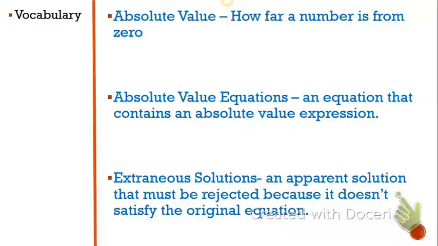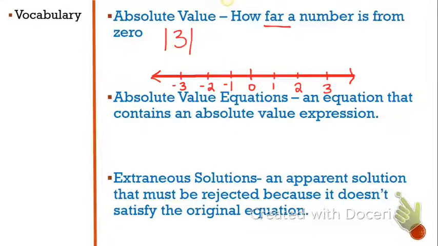Let's go ahead and begin with some vocabulary. So absolute value, this should be a review from junior high. The absolute value of a number is how far a number is from 0. So for example, if we're trying to find the absolute value of 3, we know that the answer is 3 because obviously 3 is 3 units away from 0, right? So now if we were trying to find the absolute value of -3, well, -3 is also 3 units away from 0, so the answer is 3.